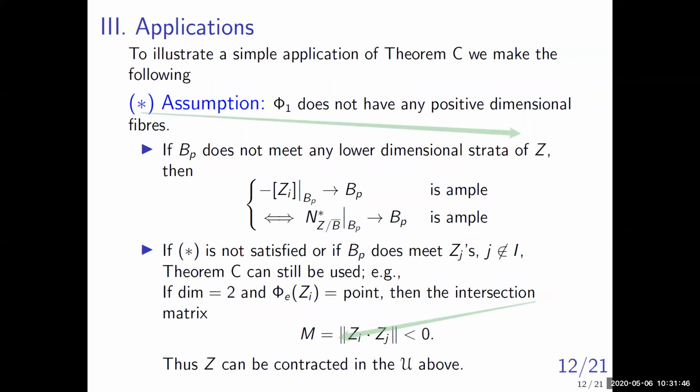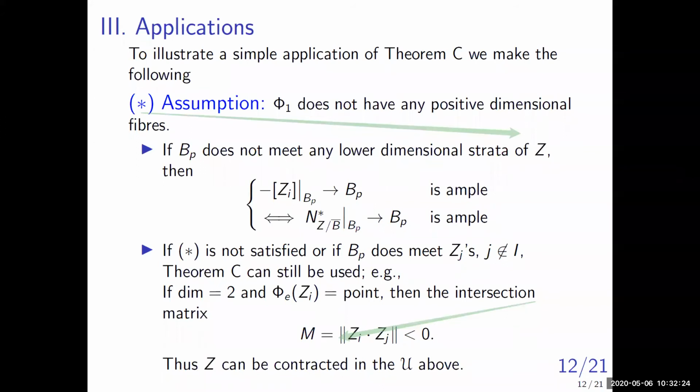So to turn to applications, I'm going to make, for the first few, the assumption that the map to the level 1 extension data does not have any positive dimensional fibers. So phi1 is, so to speak, a finite map. That happens sometimes, but it is a restrictive assumption. I'll come back to explain geometrically when it fails. But let's just make that assumption.